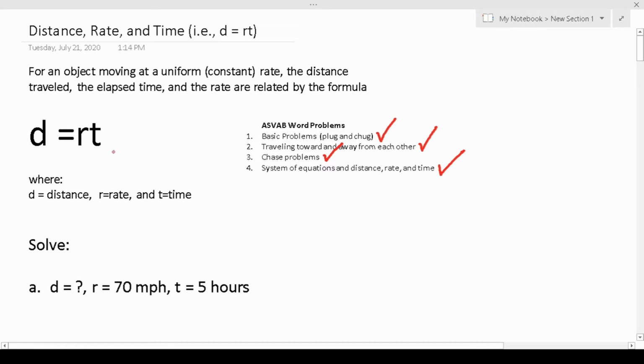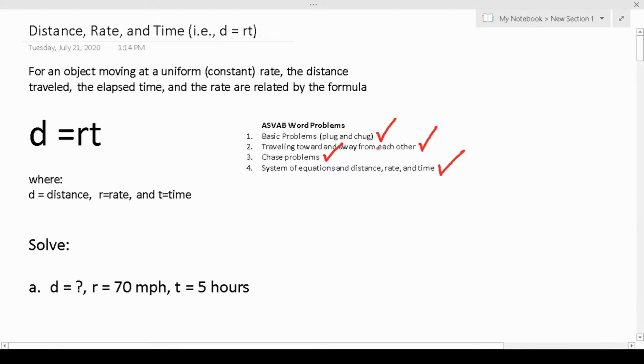To start, we're going to briefly review the definition of distance, rate, and time, and then we're going to do some very simple practice problems. So it says here, for an object moving at a uniform constant rate, the distance traveled, the elapsed time, and the rate are related by the formula d equals r times t, where d stands for distance, r equals rate, and t stands for time.